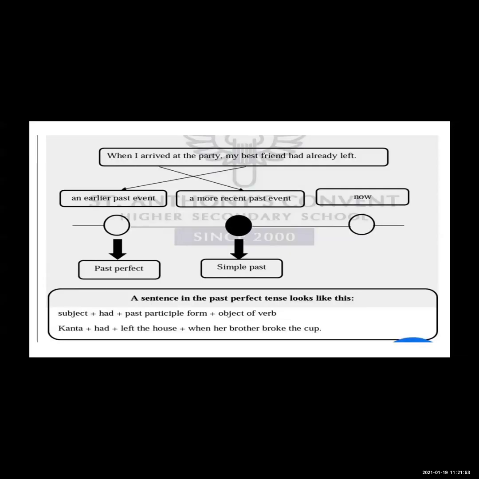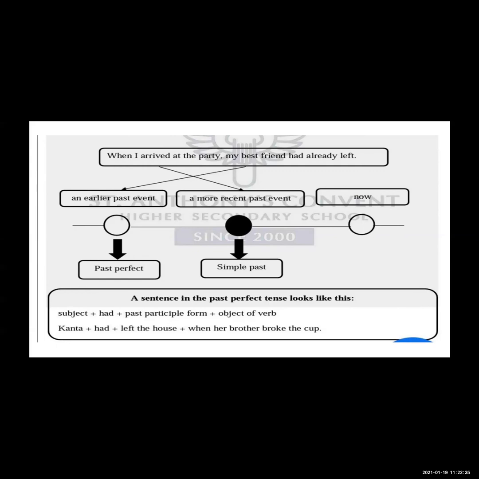See the example over here. When I arrived at the party, my best friend had already left. Okay, means see which action happened, the friend already left, that action happened before. And when I arrived at the party, that action happened recently in the past. So when you are using past perfect tense, you have to consider which action happened recently and which action happened earlier in the past.